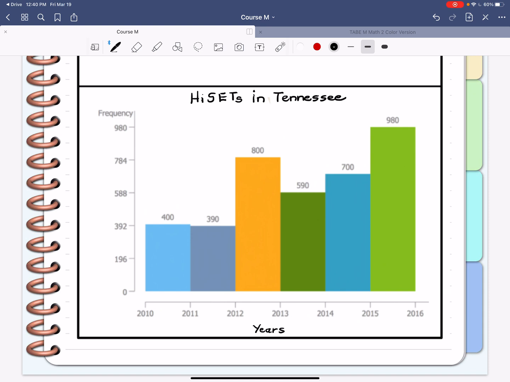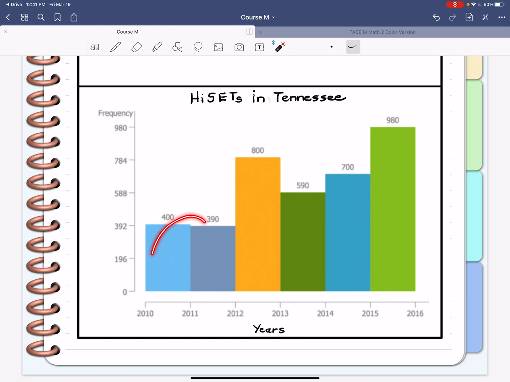So what this is telling me is that in the year 2010 to 2011, so in that interval, 400 students in Tennessee got a high set. From the year 2011 to 2012, so in those 12 months, 390 students got a high set in Tennessee. And in the 12 months from 2012 to 2013, 800 students got a high set in Tennessee. You get the idea.